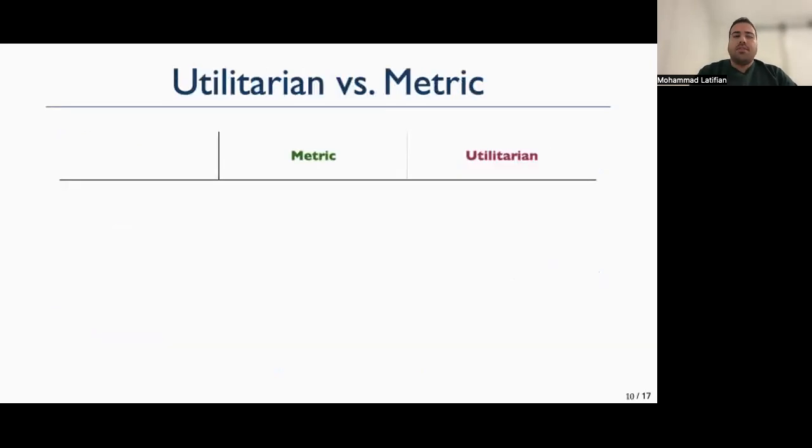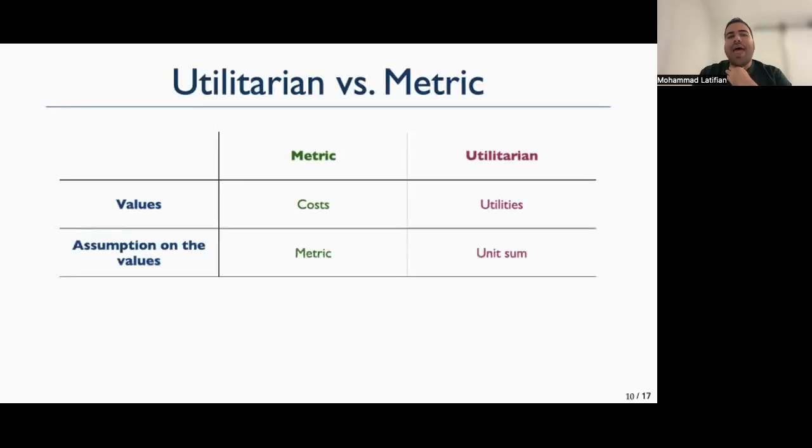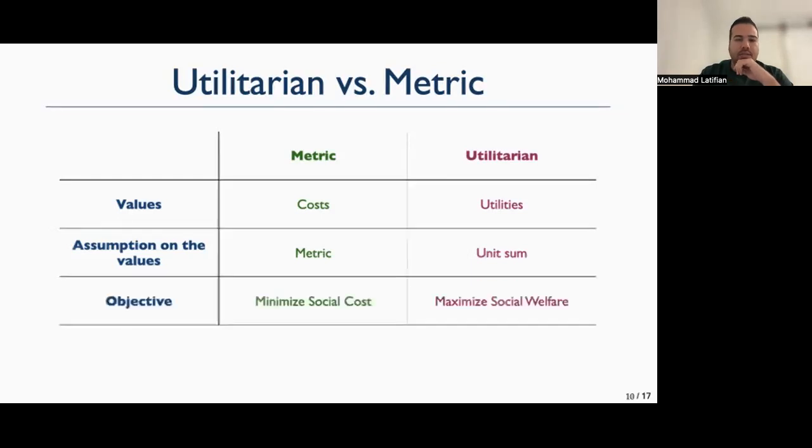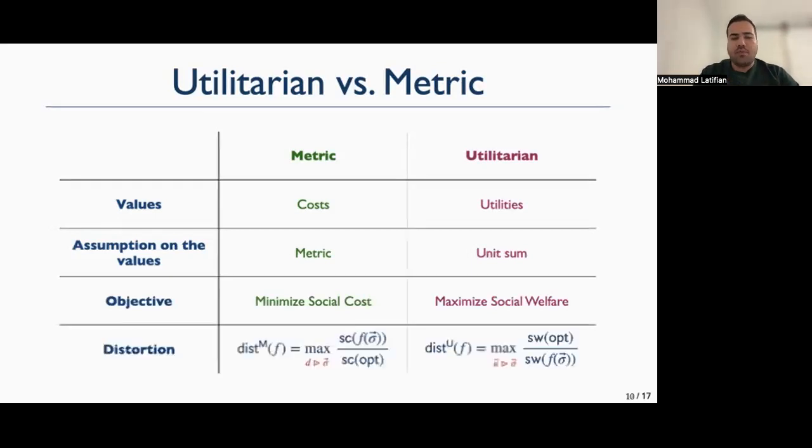Let's conclude our definitions by seeing the characteristics of these two worlds side by side. In the metric setting, we have negative values, but in the utilitarian world, we have positive values. So in the metric setting, it's costs; in the utilitarian, it's utilities. We have to add an assumption to these values to make the valuations of different voters comparable. In the metric setting, we have the metric assumption that says that all the voters and candidates are embedded in a metric space. In the utilitarian setting, we have the unit sum assumption. The objective in the metric setting is to minimize the social cost, while the objective in the utilitarian setting is to maximize the social welfare.